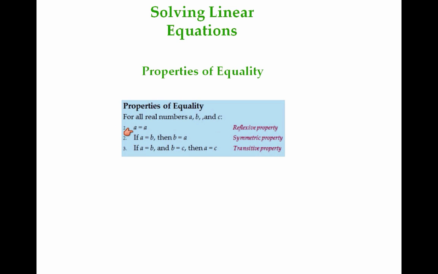The first one, here we have reflexive property, which means A is equal to A. That's pretty obvious. A is equal to A. The name of this property is called the reflexive property.